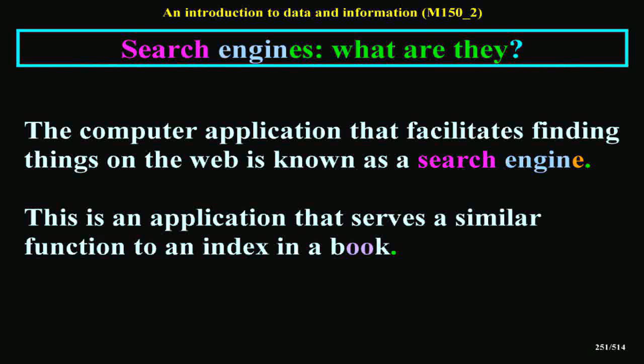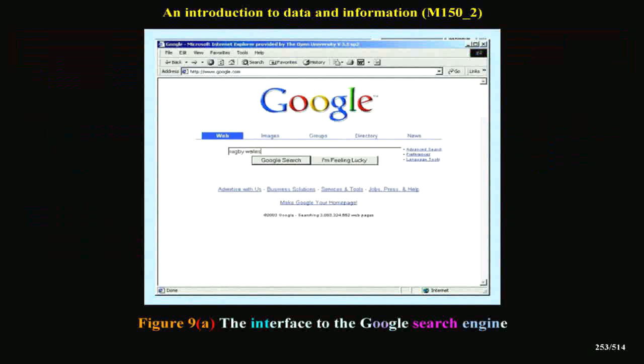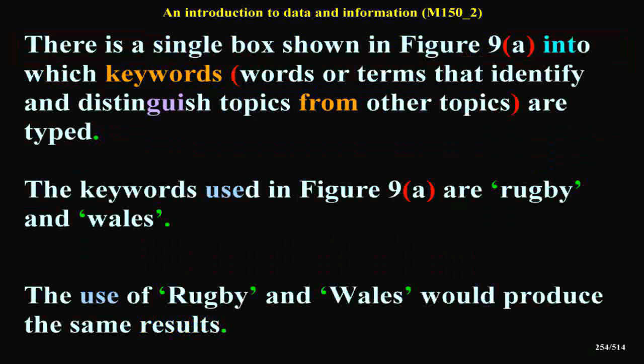This is an application that serves a similar function to an index in a book. Figure 9 shows the home page of a typical search engine called Google. Figure 9a is the interface to the Google search engine. There is a single box shown in Figure 9 into which keywords, words or terms that identify and distinguish topics from other topics are typed.